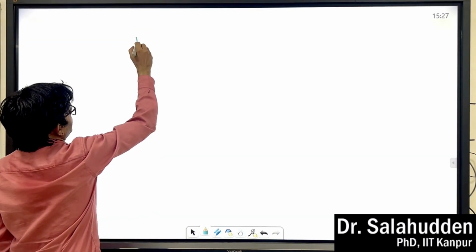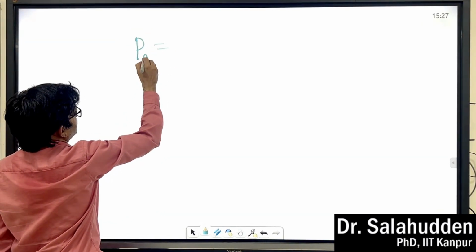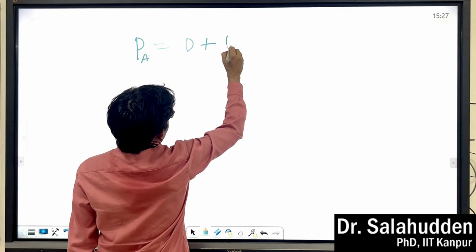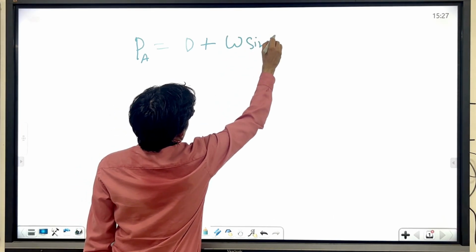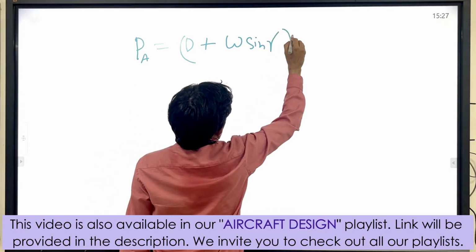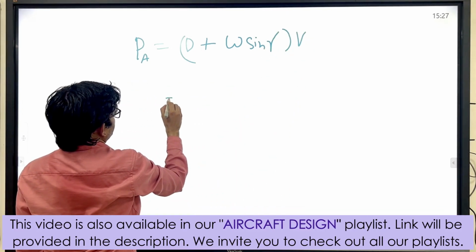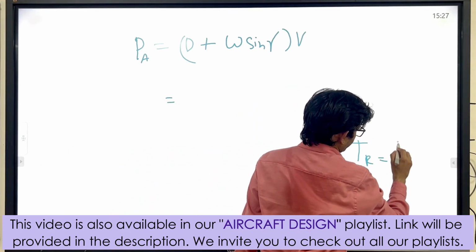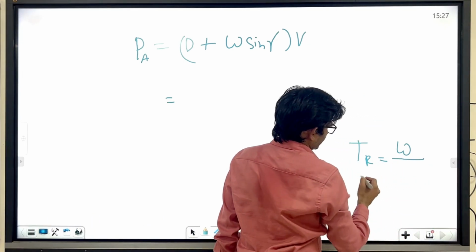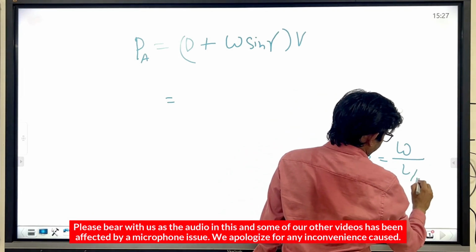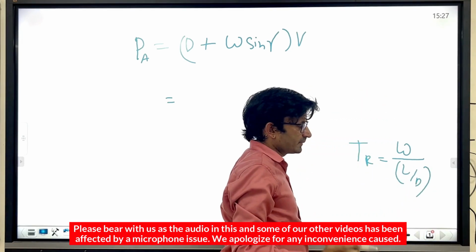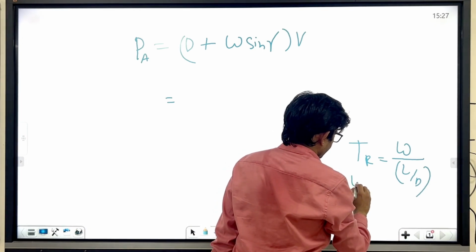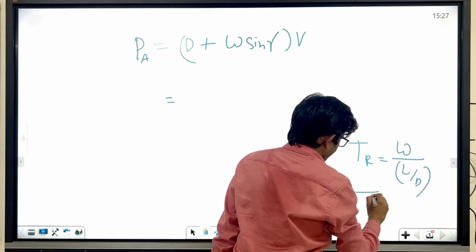We will calculate the power available at climb phase. So we will take D plus W sine gamma into V. Using this expression, thrust required equals W divided by L by D. In our case L by D max was 13, but we will take here L by D as 10.